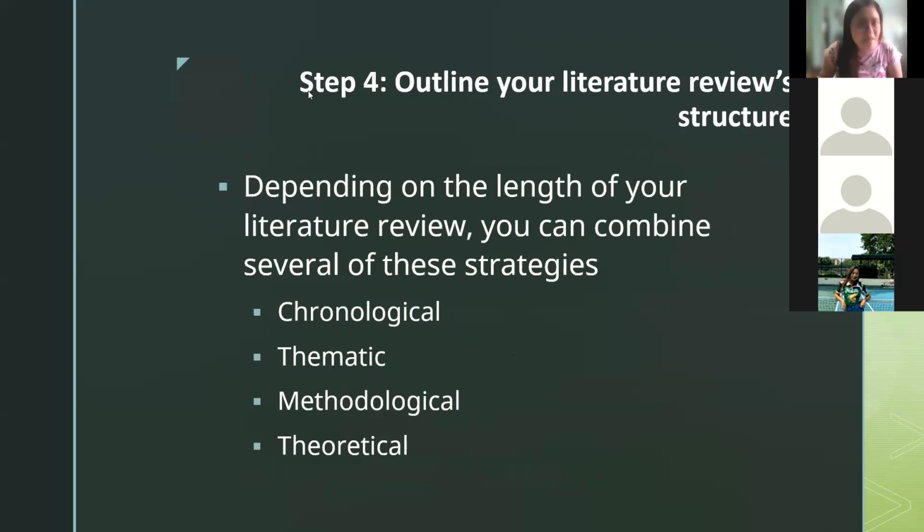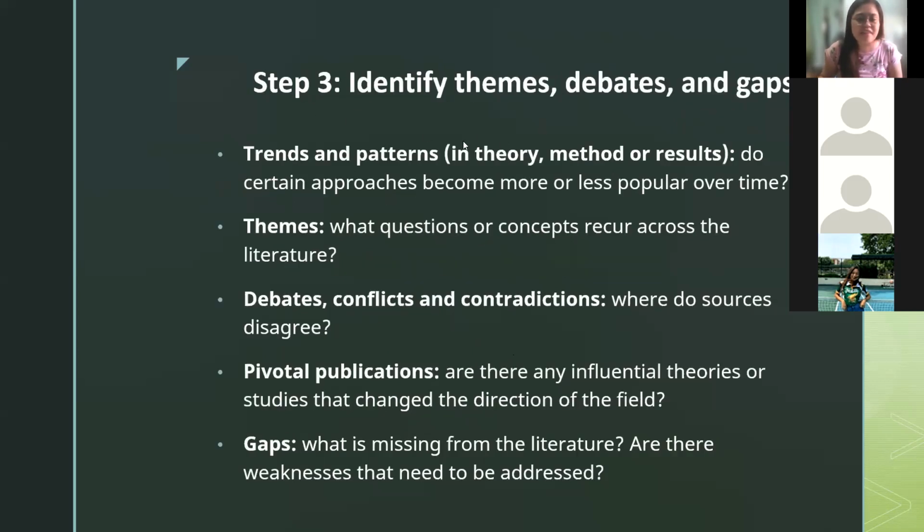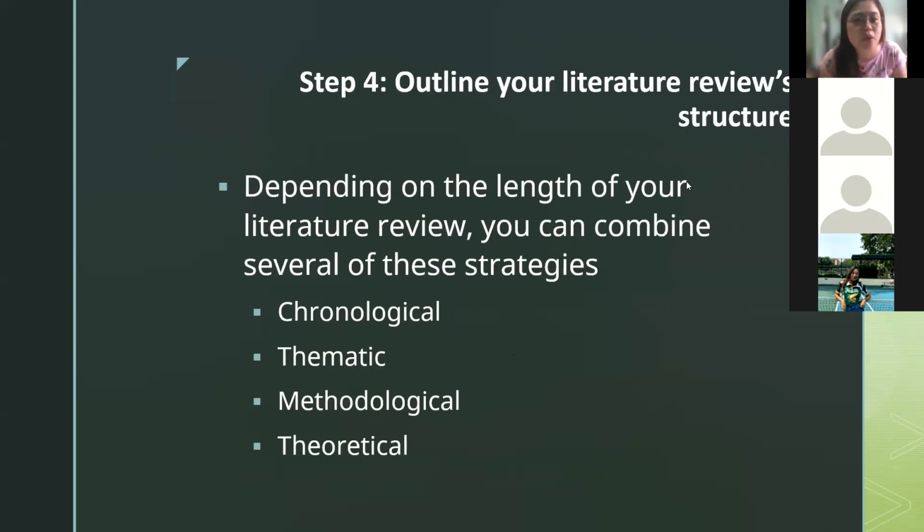Okay? Now, step 4. After identifying themes, debates, and gaps, step 4 now is to outline our literature review structure. There is no requirement, class, on how many pages your RRL should be. It depends on your own study. Again, it depends on the study. Some have only 20 pages, while others reach 30 pages for their RRL. But we can use these strategies that I will discuss in writing the RRL.